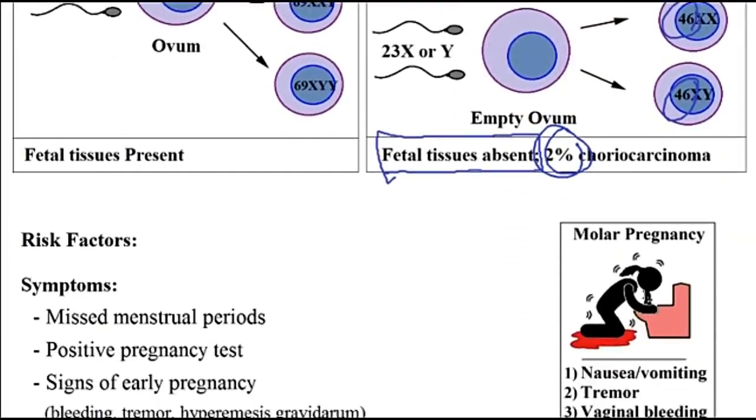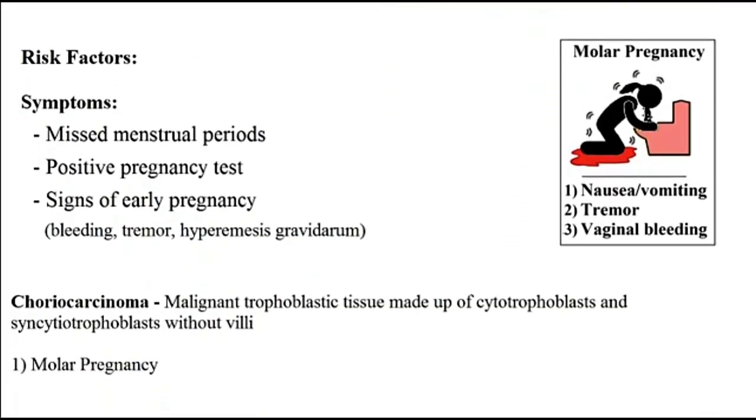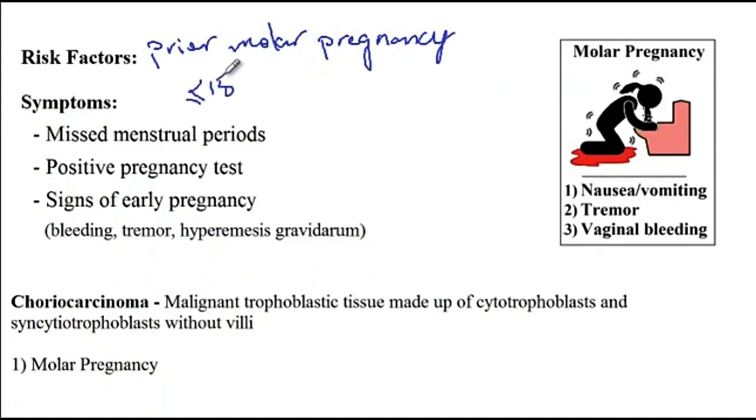Now, as for the risk factors to molar pregnancy, they include prior molar pregnancy, as well as extremes of maternal age, like for instance age of less than 15 years of age or more than 35. These are the risk factors to the development of the molar pregnancy.